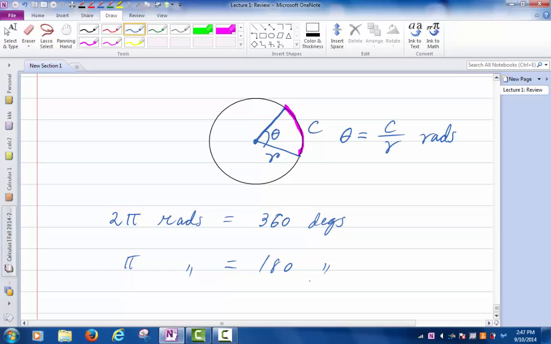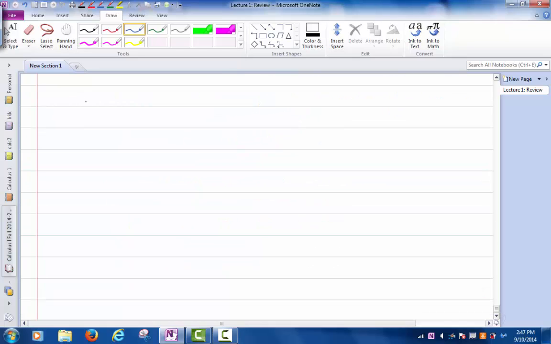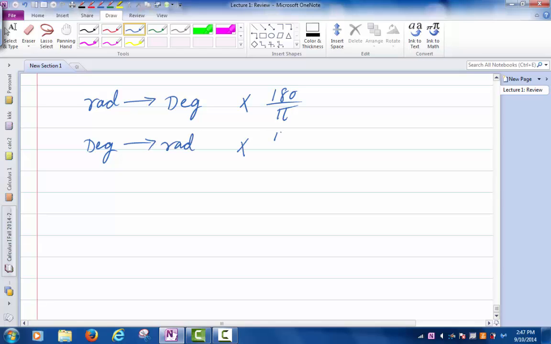Maybe let me write that down. To go from radian to degree, you multiply by 180 over pi. To go from degree to radians, you multiply by pi over 180. Is everybody okay with that? Is that okay?